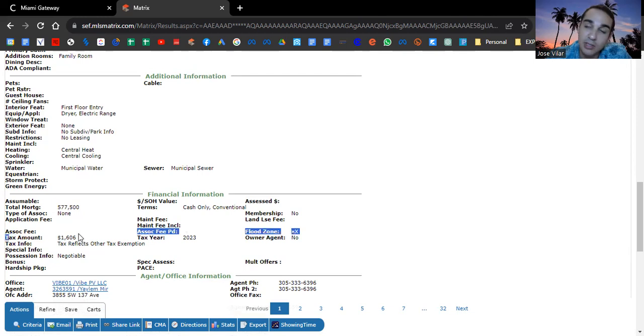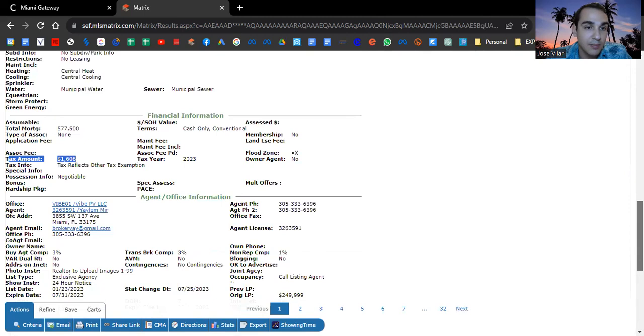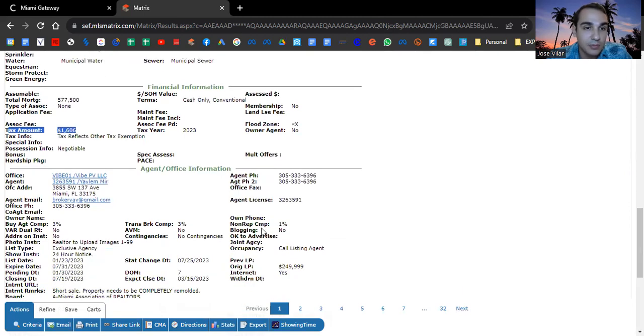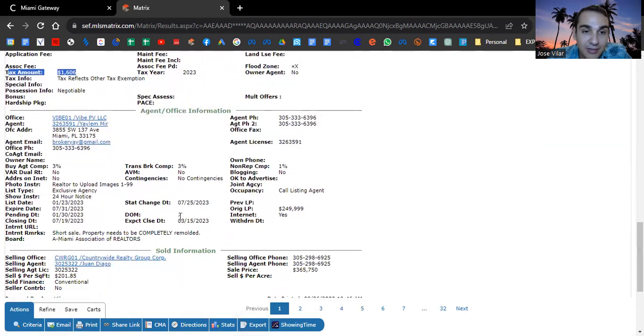This tax amount is obviously low. Probably the old owners lived there forever and abandoned it, or who knows. Here you can see the price, so it took 7 days. So it took a week for this property to sell.